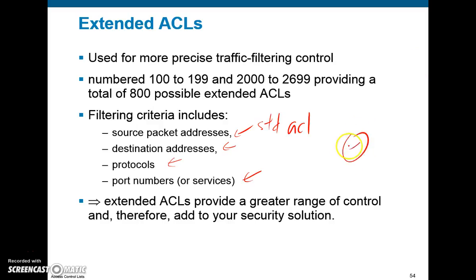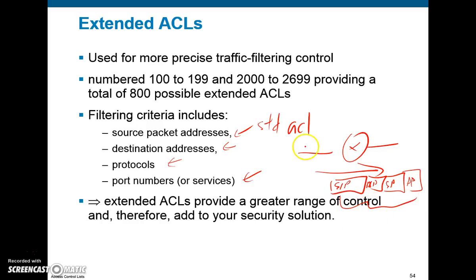Meaning for a packet that is traveling in the router, the router can look at the source IP, can look at the destination IP, can look at the source port, can look at the destination port. You can also look at what protocol this packet is. Is it an ICMP packet, IP packet, TCP packet, UDP packet, and so on. So extended ACL gives you a greater range of controls.